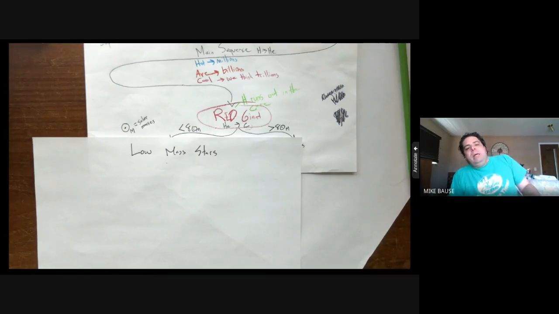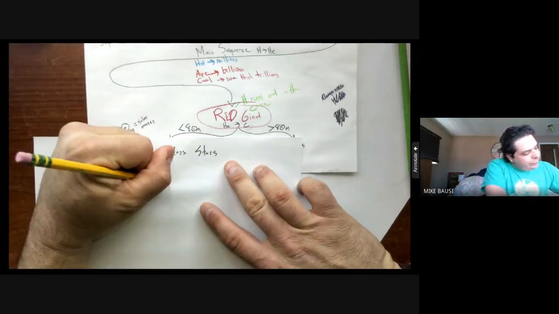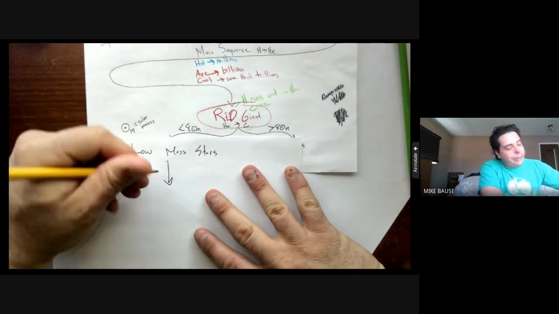Okay. So here we go. What happens after the sun runs out of helium? We get the formation of what we call a planetary nebula.